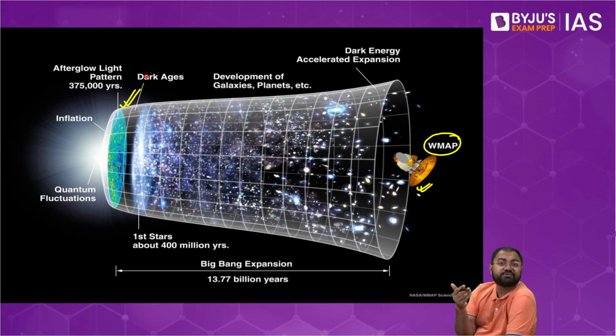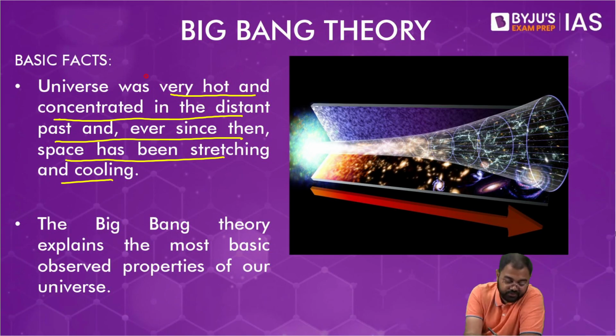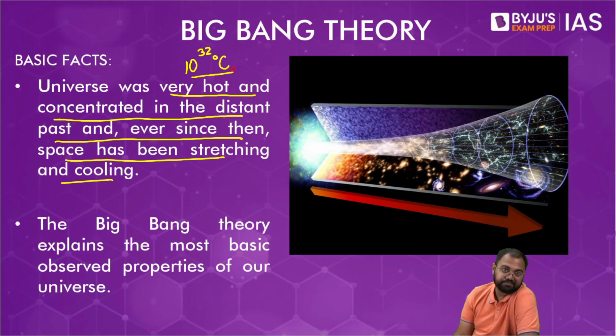What does the microwave signify? The microwave signifies the amount of heat that was present in the early part of the universe. In the early universe, we are saying that the universe was hot and concentrated, right? This is where we begin from. The universe was very hot. Very hot meaning it is estimated that the temperatures would have been 10 to the power of 32 degrees Celsius. So that's why we are saying very hot and concentrated.